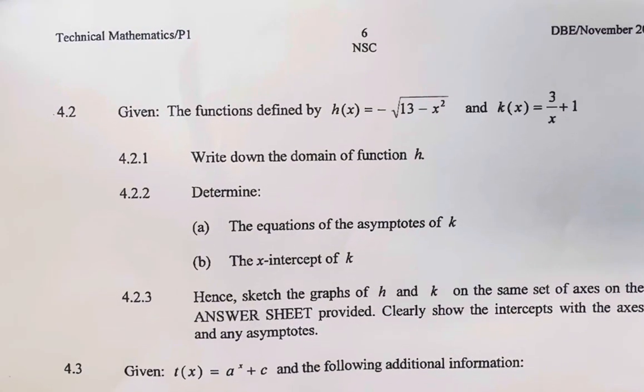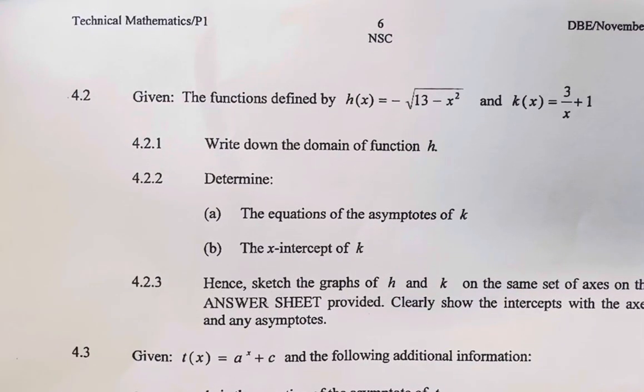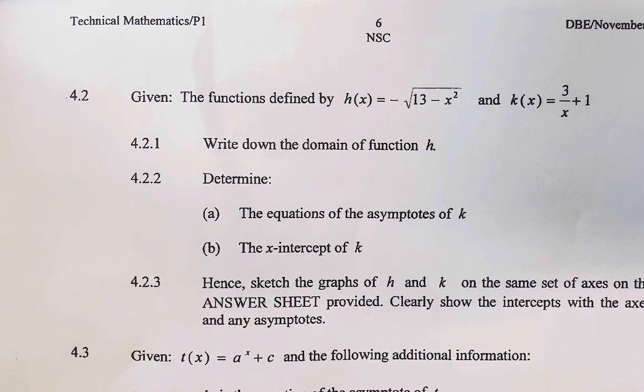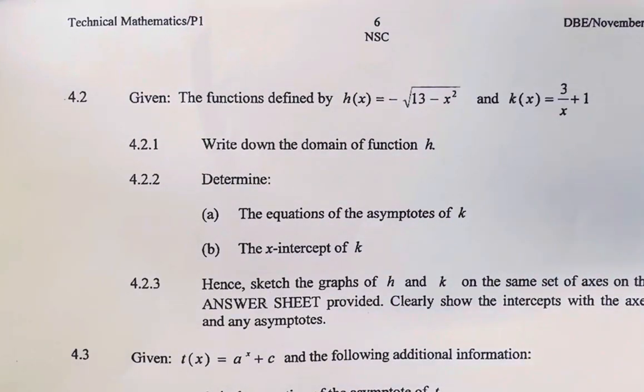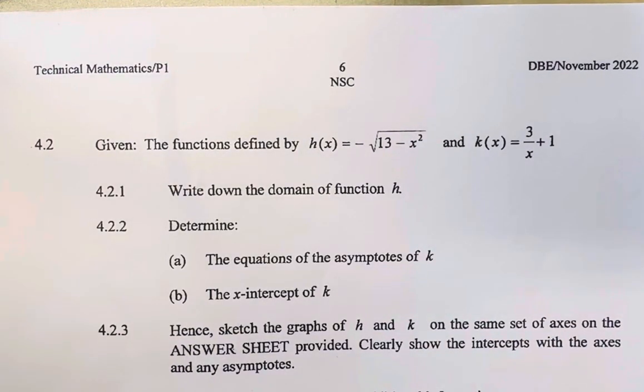Now, in this video, we'll be focusing on 4.2 up until 4.2.3. We'll be focusing on 4.2, then 4.3 we'll do in the next video. Thank you very much. So we are given the functions defined by h of x equals minus root 13 minus x squared, and k of x equals 3 divided by x plus 1. They say write down the domain of h.